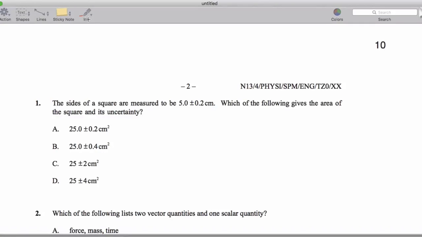Here we are, finding uncertainty. So the size of a square is measured to be some value, and we want to get the area and the uncertainty. Now here we're not dealing with percent uncertainty, so we're going to break out the whole formula.